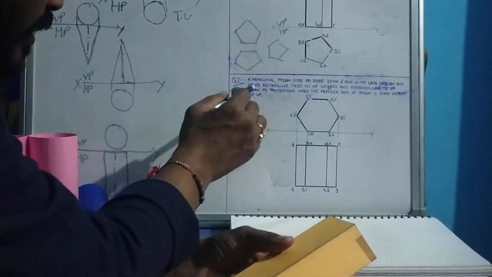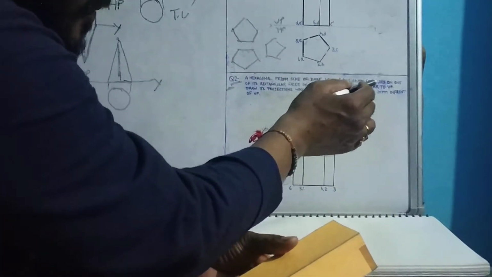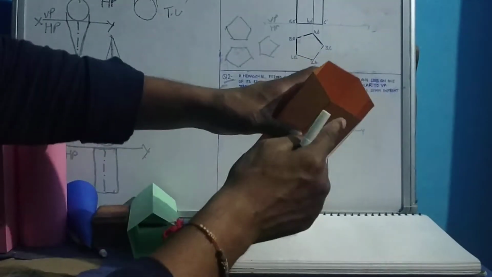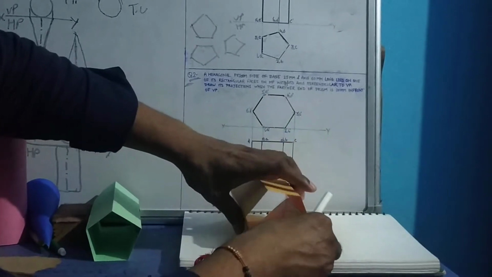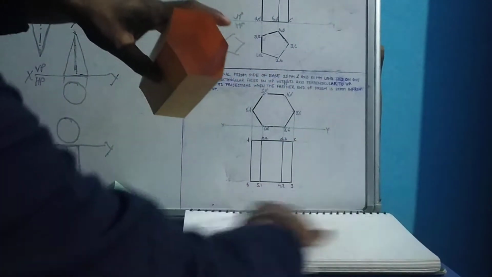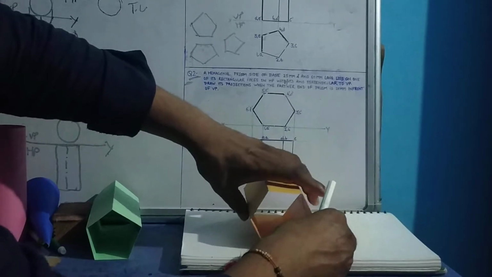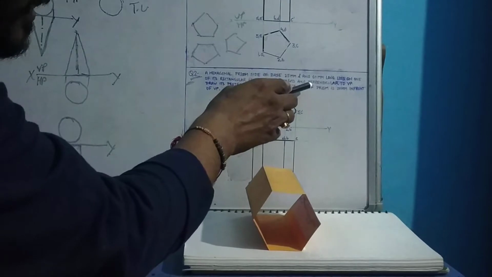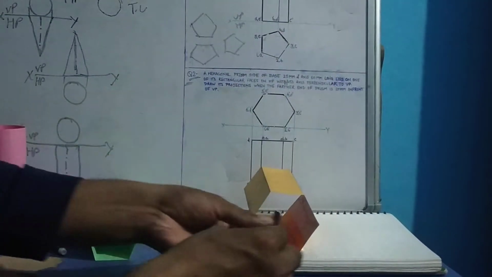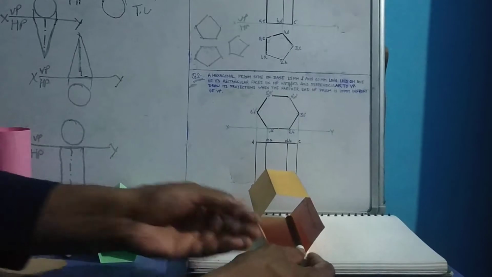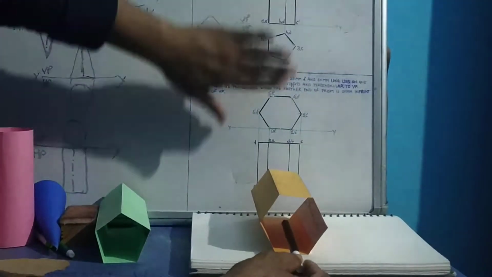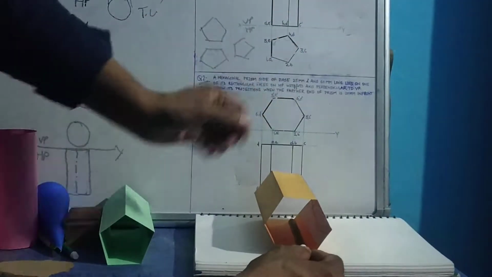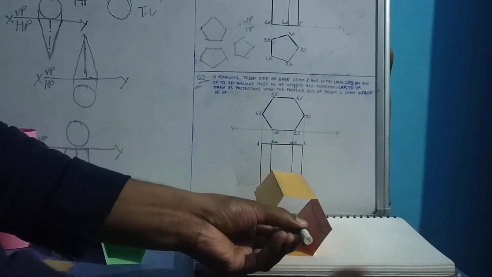What is given here: lies on one of its rectangular faces on HP, considering this surface is the HP plane. So it is placed like this, rectangular face on HP with its axis perpendicular to VP. If this is the vertical plane and this is the HP plane, this axis is perpendicular to VP and parallel to the HP plane.